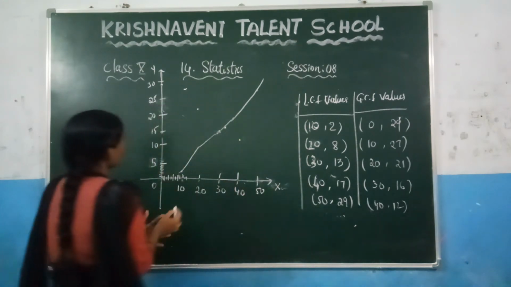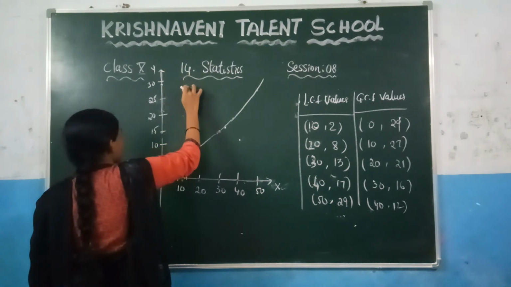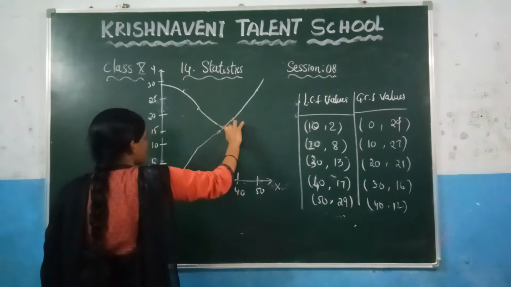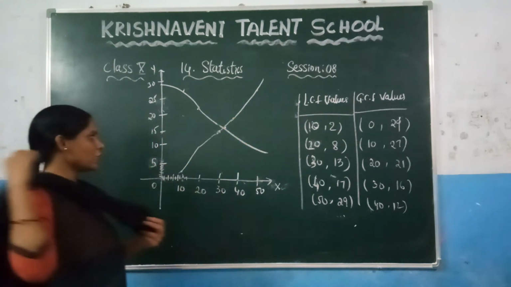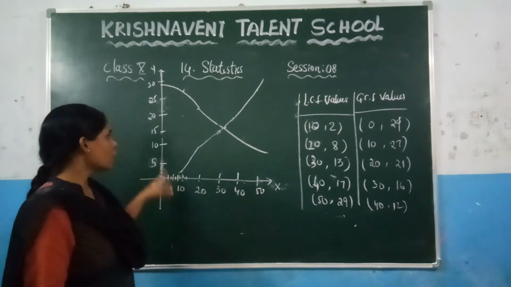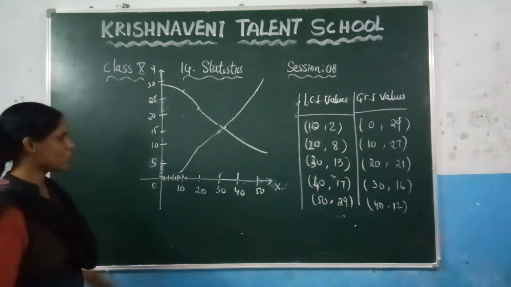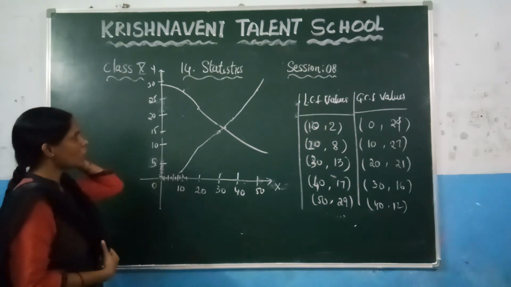So here if you want to represent the greater cumulative frequencies, you need to join these values. So after joining these values you will get a graph like this. So again if you want to find the median from this graph, the same process, you need to calculate the value of n by 2 and draw the line, and where it touches it will be the value of the median. The same procedure we have done before for the less cumulative frequency, you need to follow here.